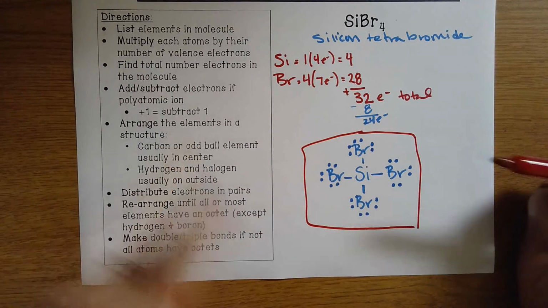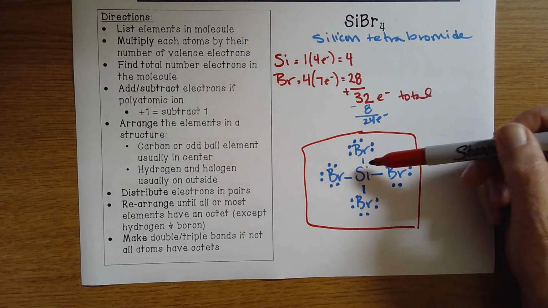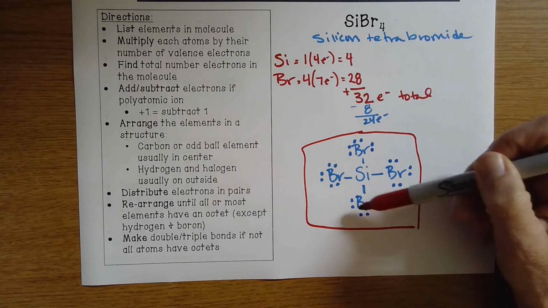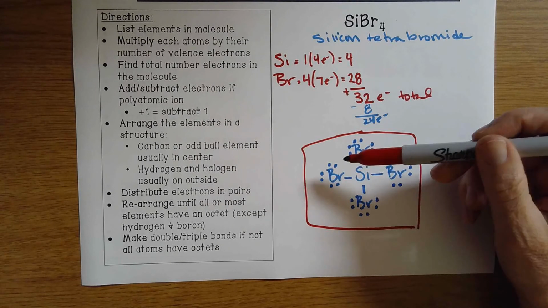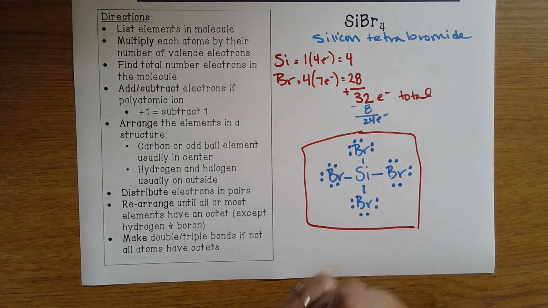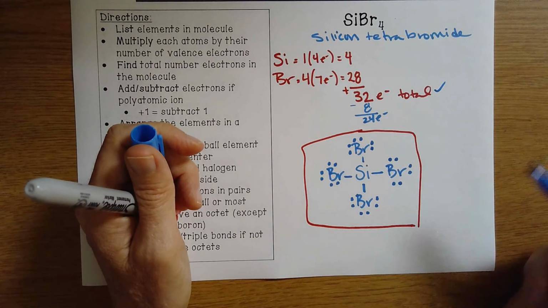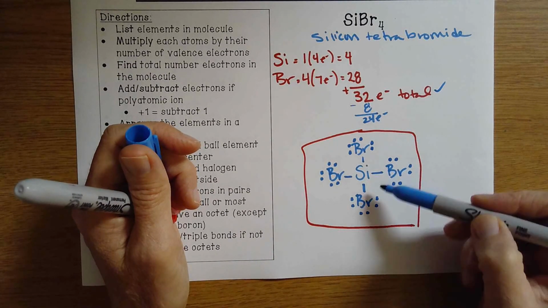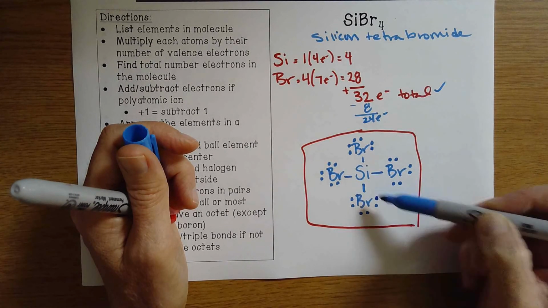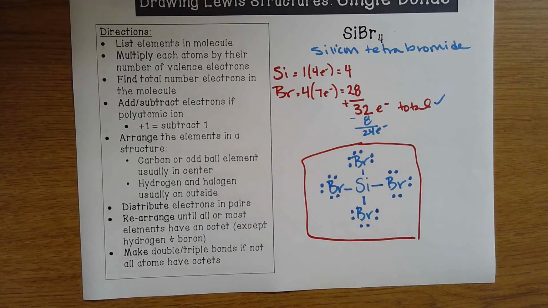Also you want to double check that you have the total number of electrons. So we need 32 here: 2, 4, 6, 8, 10, 12, 14, 16, 18, 20, 22, 24, 26, 28, 30, 32. So I do have 32 total electrons in this structure, and I need everything to have an octet. Silicon does: 2, 4, 6, 8. And each bromine also does, because they have 2, 4, 6, 8. So this is the Lewis structure for silicon tetrabromide.